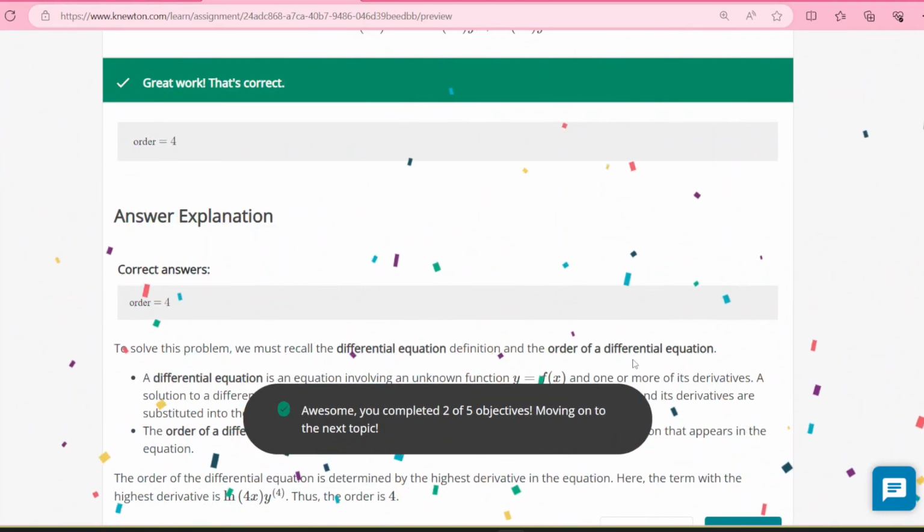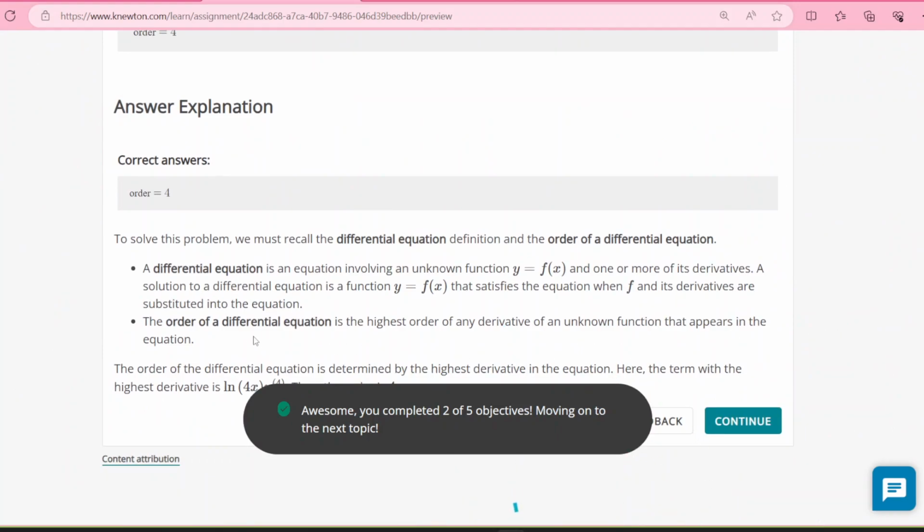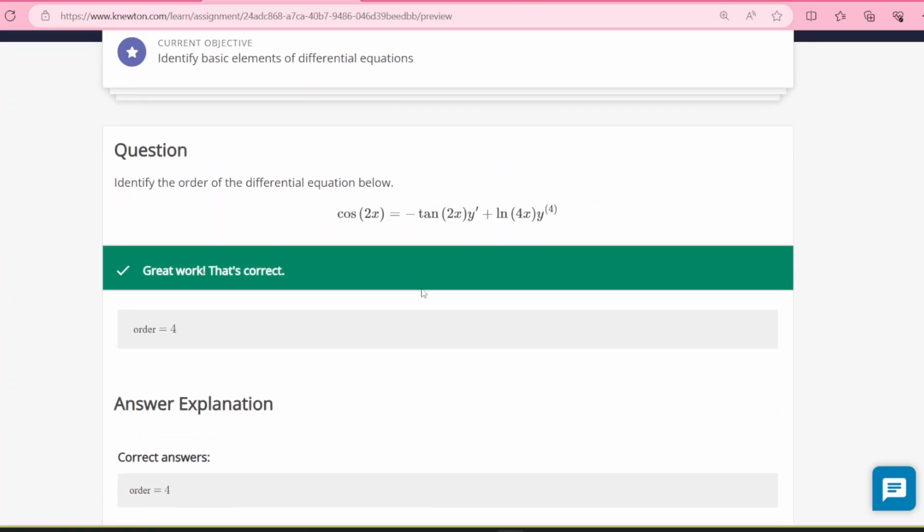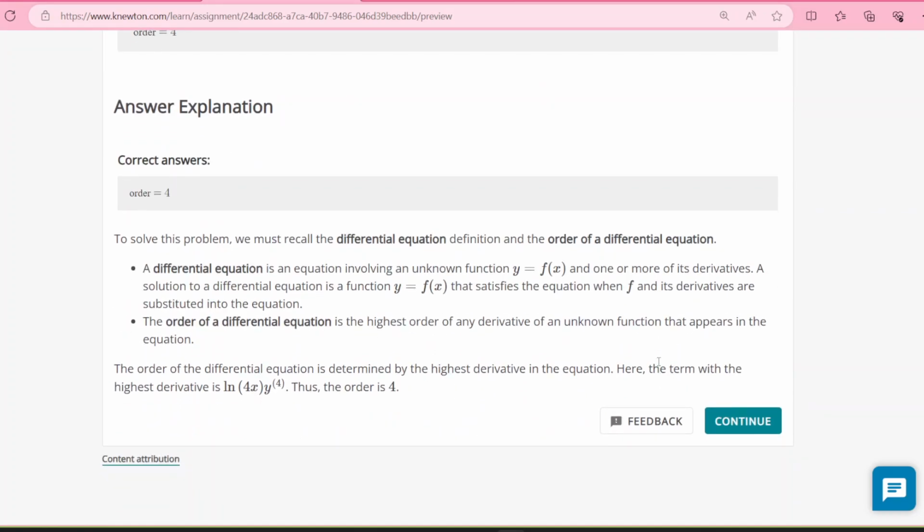Great. So yeah, those should be simple. And again, they define to you the order, if you look through the answer explanations, the order of a differential equation. So these questions where they ask you to identify the order of an equation, hopefully they are pretty simple and you can get through them quickly. All right, so now we got 3 more objectives. Let's move on.